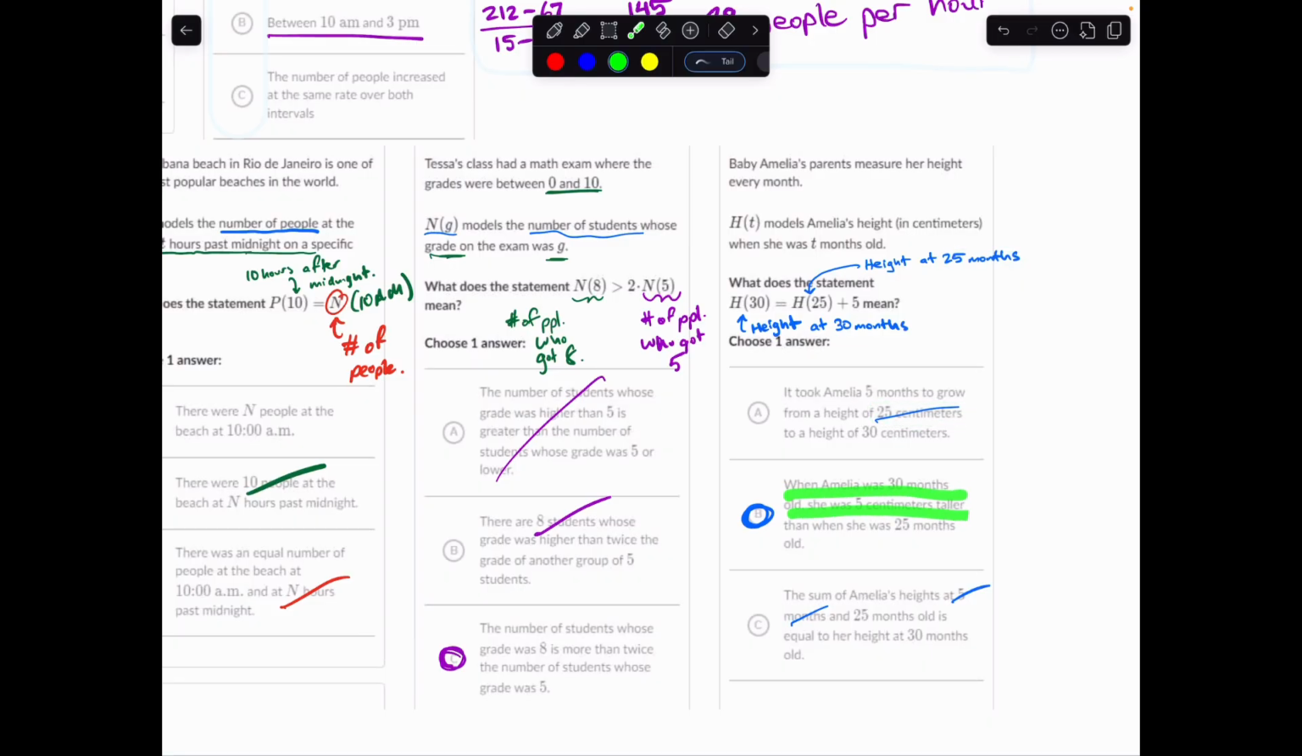B is exactly right. That's what's described in this equation. It can't be C because it's saying 5 months. And we just said 5, since we're adding it to a height, 5 also needs to be a height. 5 is a number of centimeters, not a number of months.